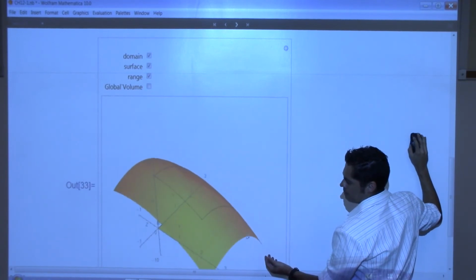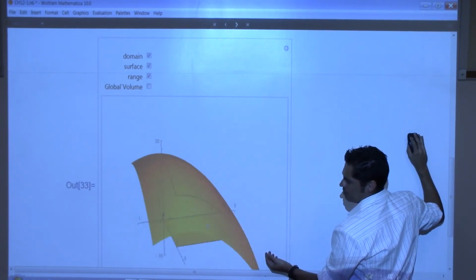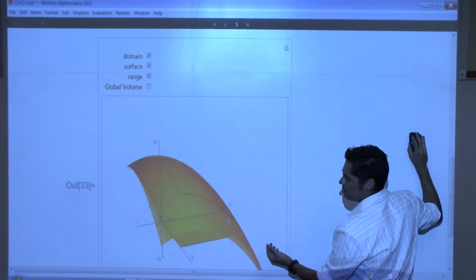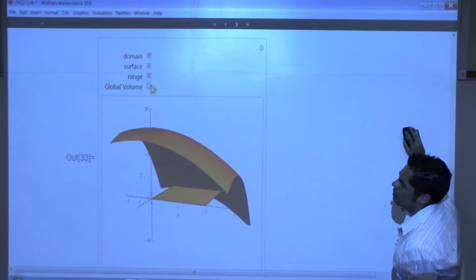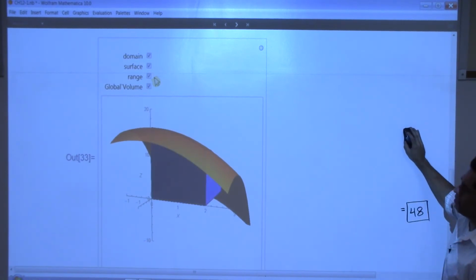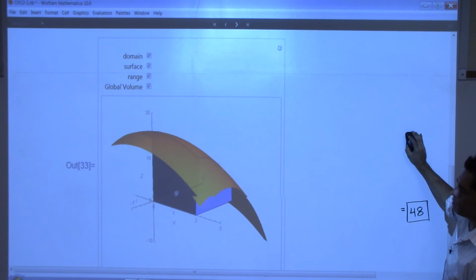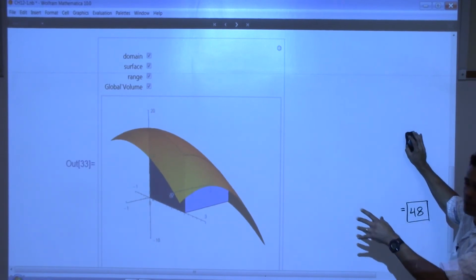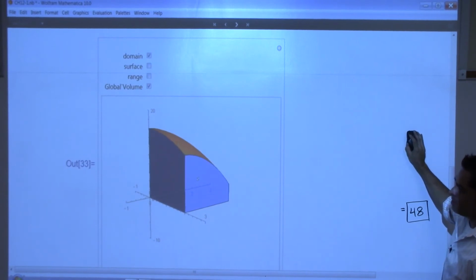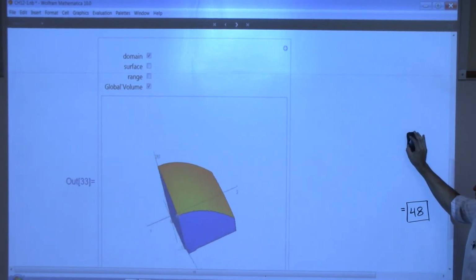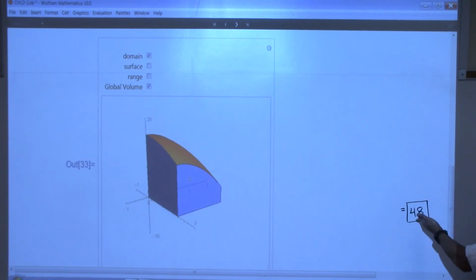Can you all see that on top of that surface? So just those points getting plugged in. And then I'm going to take all this out of here. There's the thing we're looking at. Underneath that surface, straight down on top of that rectangle, what is the volume of that shape right there? 48 cubic whatever. That's what it is. It's kind of cool, huh?